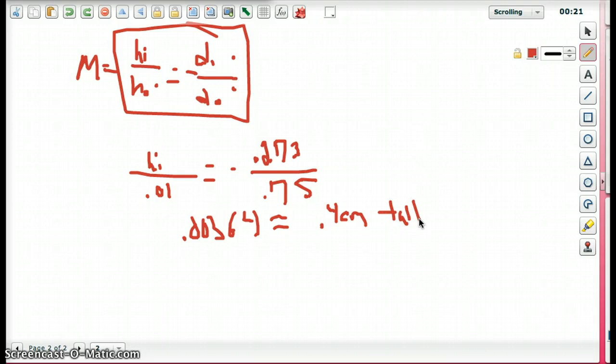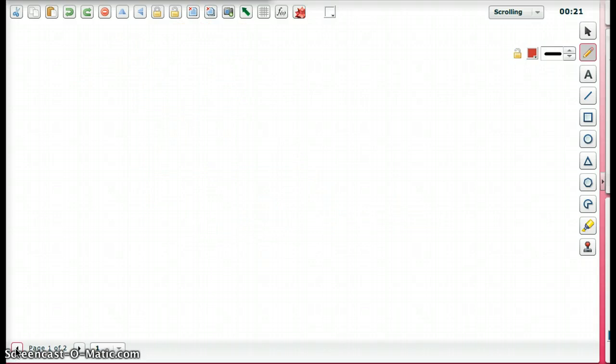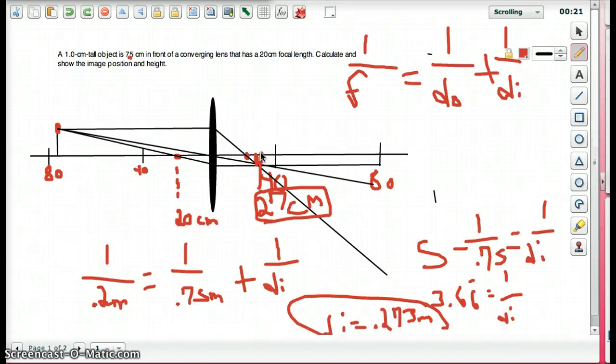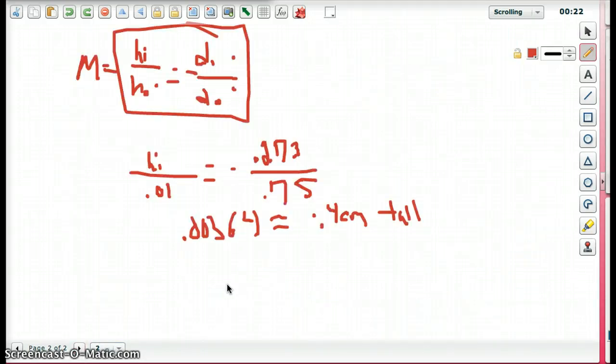So that's significantly shorter than our object. And keep in mind, this is negative. So what does that negative tell us? It's going to be in the opposite direction. So it's going to be inverted, like that. See how it's opposite directions? And that's how you tell an image is real. And that's a whole other video.